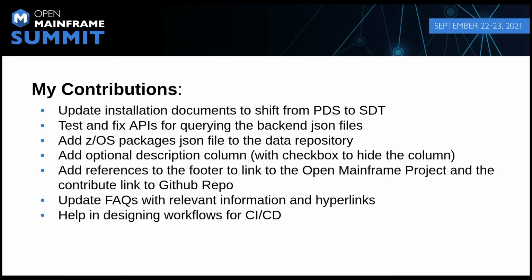Another major step of this project was to add the z/OS data. This data had been collected over time by a member of the team, Javier Perez. We refined the data to JSON format, and this was the first milestone of our project. After this, we added the description column to the tool, along with a checkbox to toggle it on and off. After this, we added the references to the footer to link it to the OMP page and the GitHub repo. After this, we updated the FAQs to list the OSs that we support and some links where to find these packages.